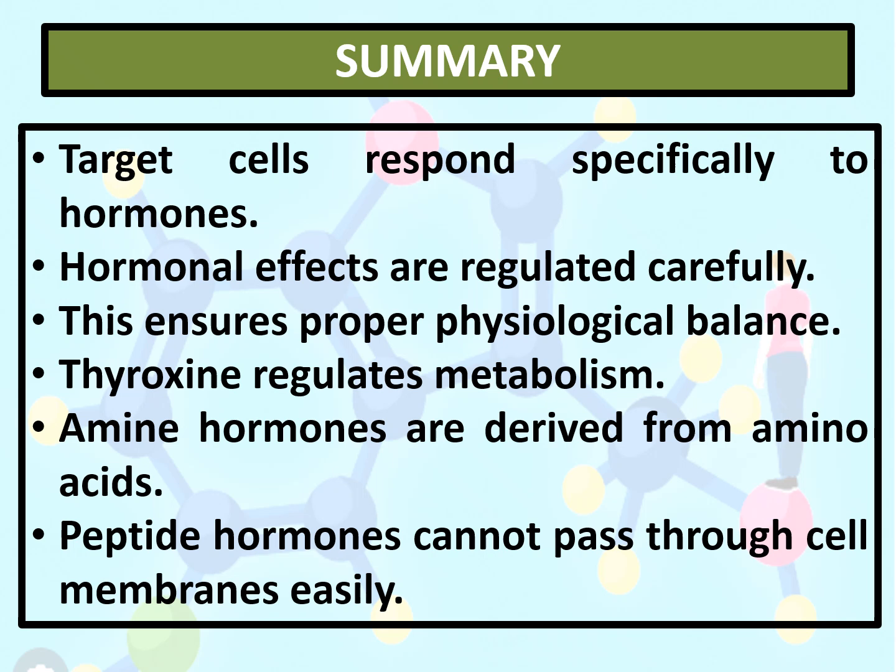Thyroxine regulates metabolism. Amine hormones are derived from amino acids. Peptide hormones cannot pass through the cell membranes easily because they are water soluble.